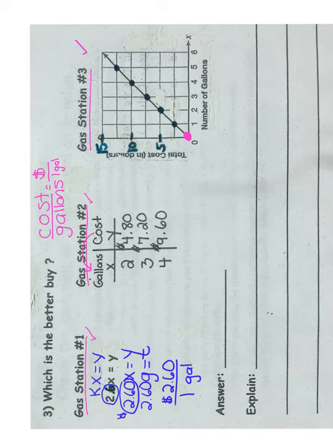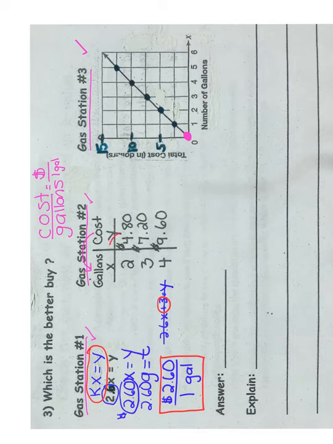Had the equation looked something like this, 2.6x plus $3 equals Y, that would not have been a proportional relationship because of the plus 3 constant. So this equation fits our format of K times X equals Y. We know it's proportional, and we know that the rate for this gas station is $2.60 per 1 gallon.